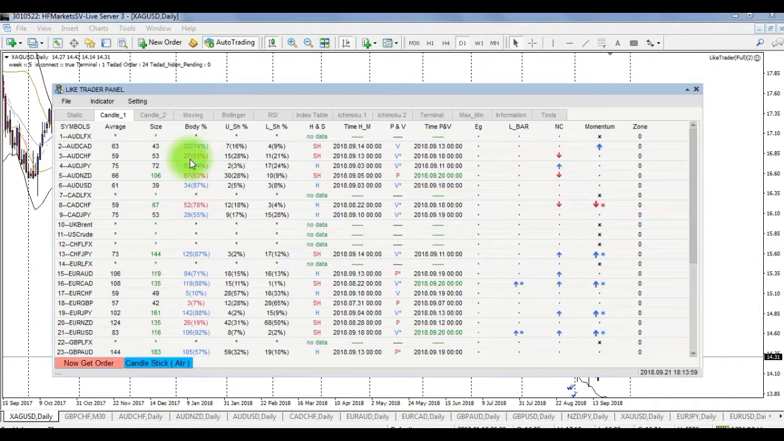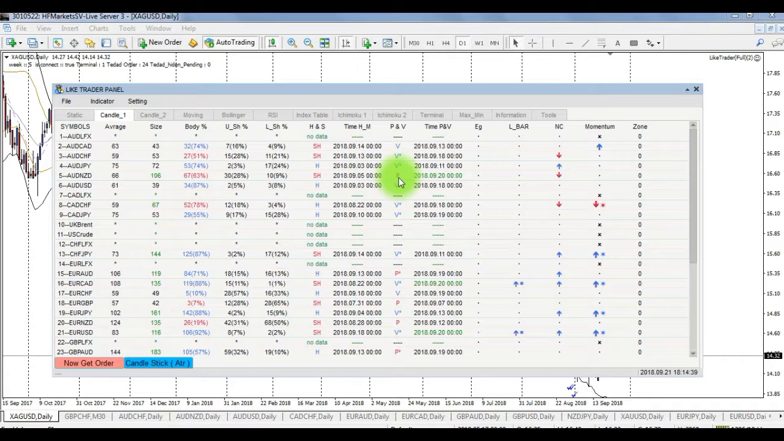Upper shadow. It shows the shadow above a candle in terms of pips and percentage. Lower shadow. It shows the shadow below a candle in terms of pips and percentage. Shooting star and hammer indicate the market will probably have a descending move, as risk mood is more important. Peak and valley indicate the market will probably have a descending move, as risk mood is more important.